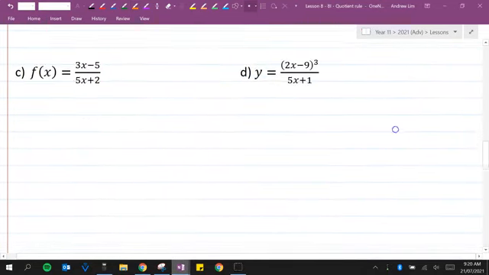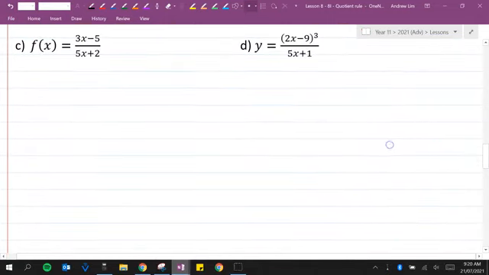Let's have a look at question C and D. Question C. f of x is equal to (3x minus 5) over (5x plus 2). So u is equal to 3x minus 5. v is equal to 5x plus 2. u' is equal to 3. v' is equal to 5. So f' of x is equal to, how about I get you to pause the video and have a go yourself?